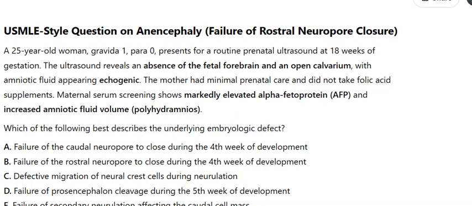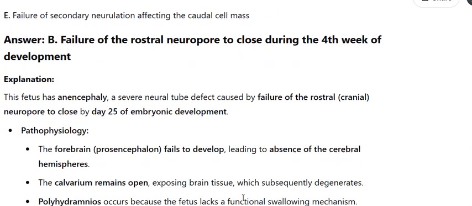D. Failure of prosencephalon cleavage during the 5th week of development. E. Failure of secondary neurulation affecting the caudal cell mass. Answer B. Failure of the rostral neuropore to close during the 4th week of development.